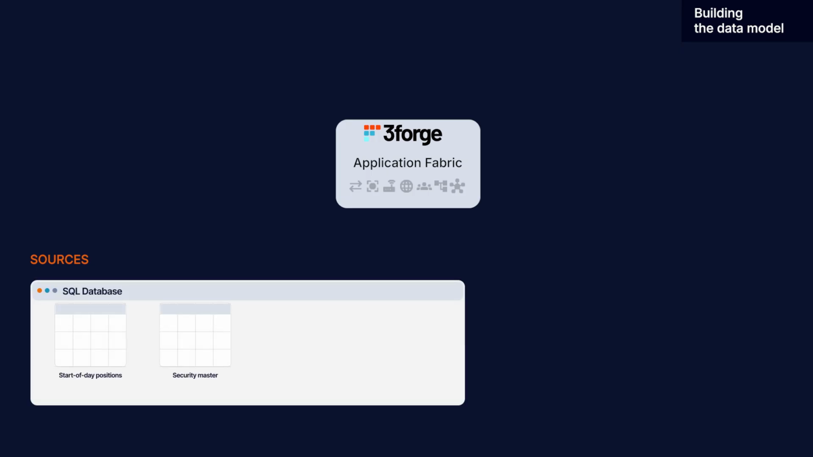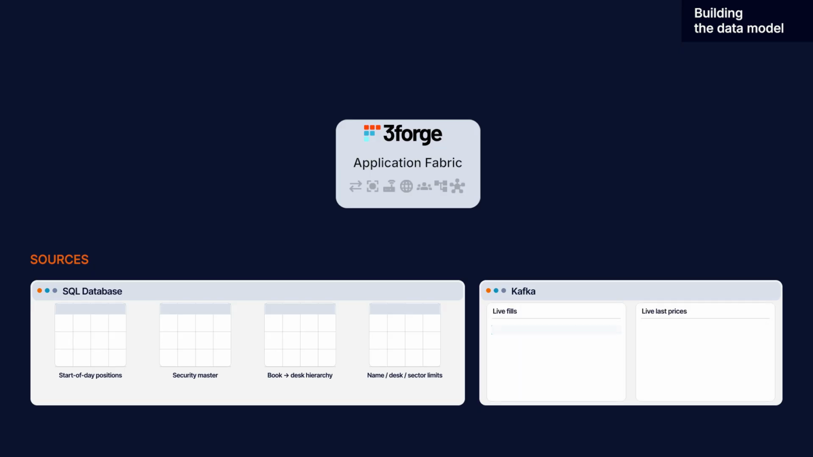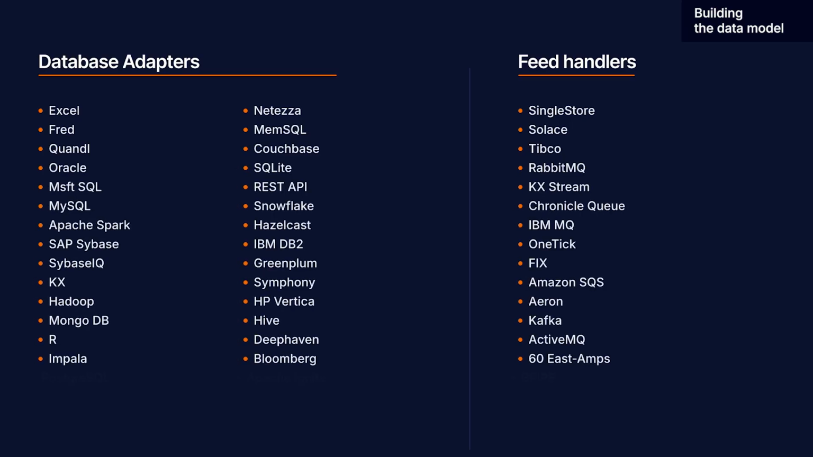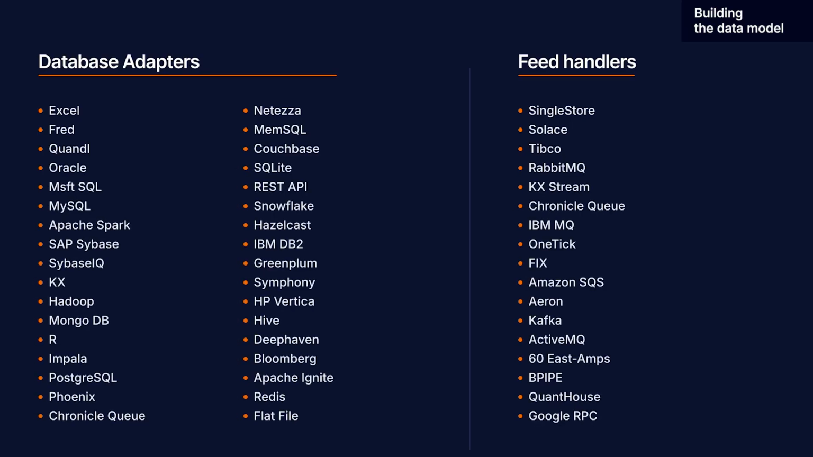Claude knows how 3forge works, so if we give it a list of sources, it will figure out a suitable data model. Here the sources are SQL tables for resting data and Kafka feeds for real-time fills and prices. They could be AMPS, Snowflake, KDB, or Solace. 3forge connects to over 100 feeds and databases.